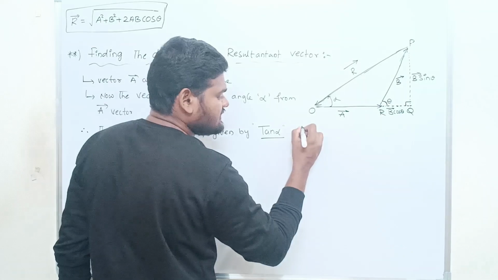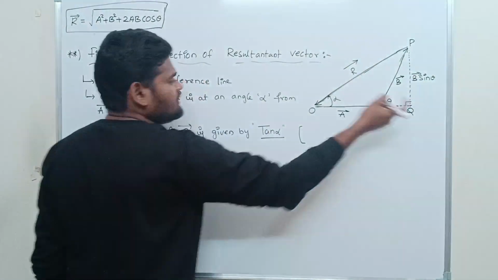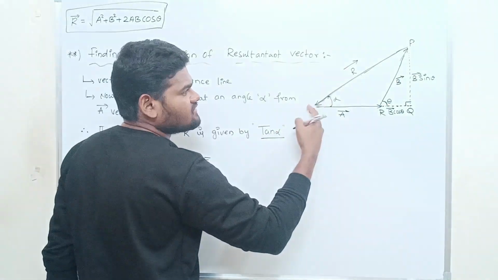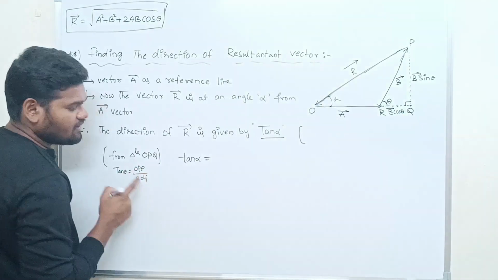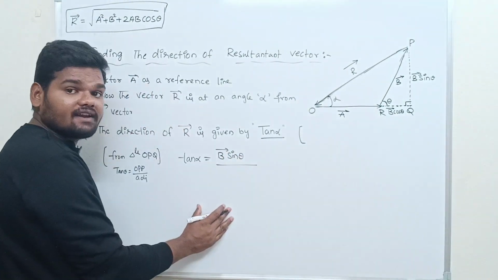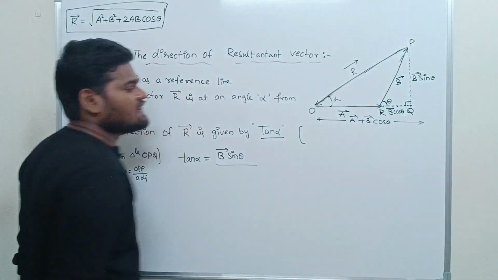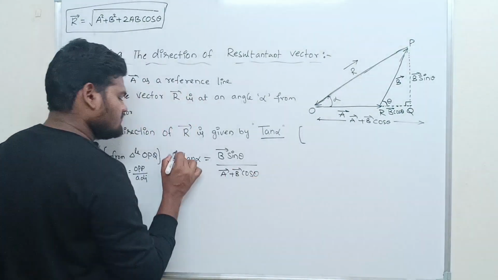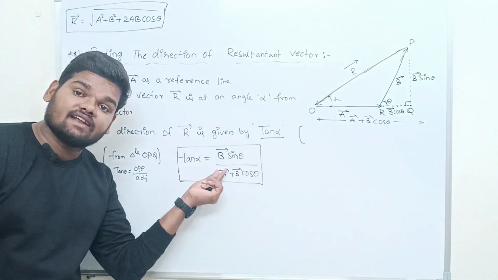To find tan alpha, I'm taking the triangle OPQ. From this triangle, tan alpha is opposite side by adjacent side. The opposite side is B bar sine theta, divided by the adjacent side, which is A bar plus B bar cos theta. So tan alpha is equal to B bar sine theta divided by A bar plus B bar cos theta. Are you getting? Very good. So this is the direction of the resultant vector.